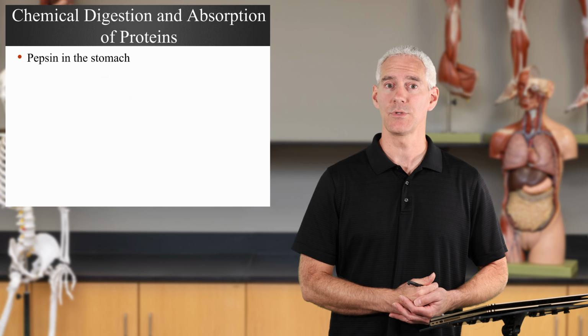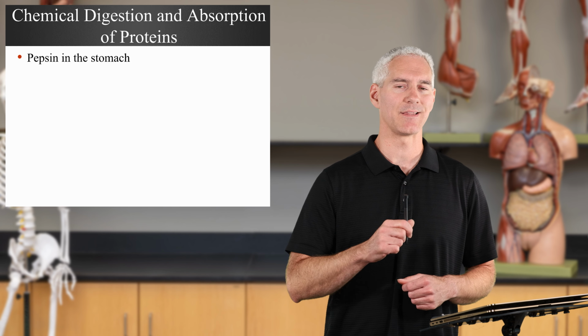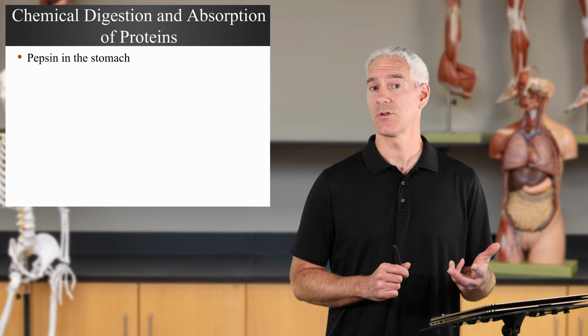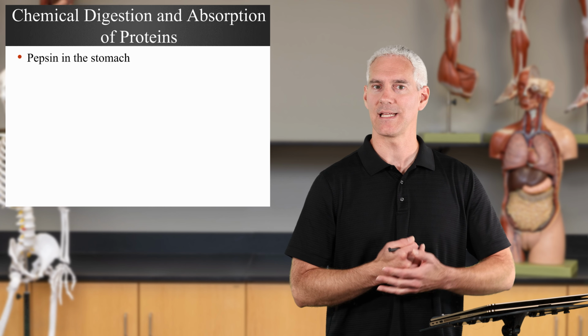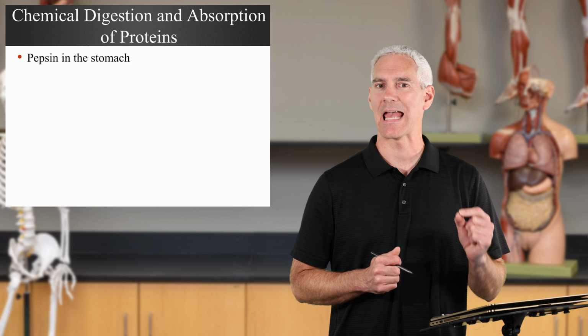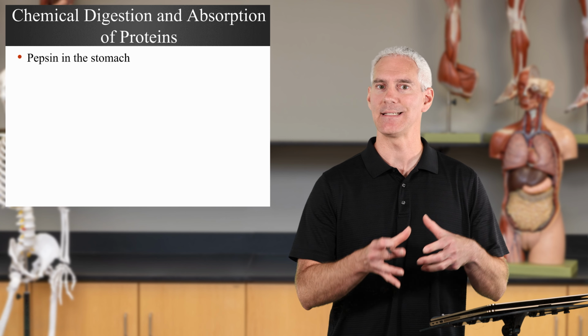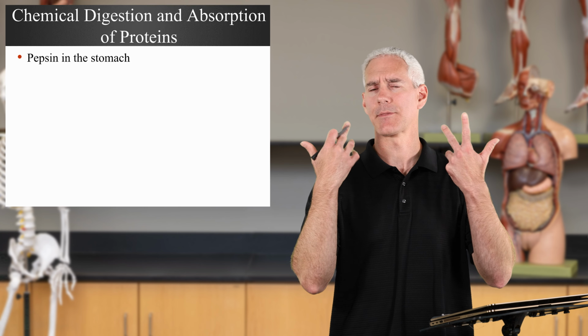Next up is protein. Now for proteins, we know we have pepsin found in the stomach. Remember, pepsin was not produced in its active form. It had to be activated once inside the stomach. That means proteins are going to have their chemical digestion initiate in the stomach. Their mechanical digestion, that was back in the mouth when you chew.